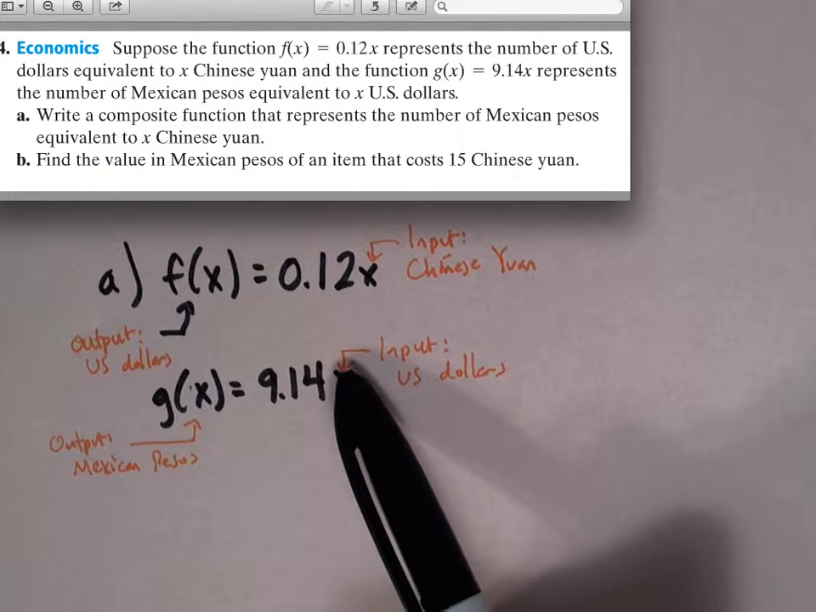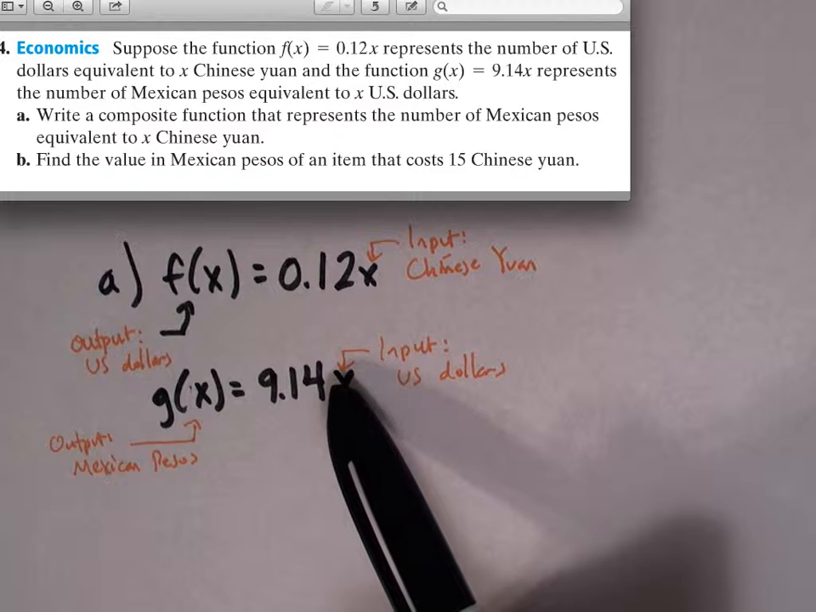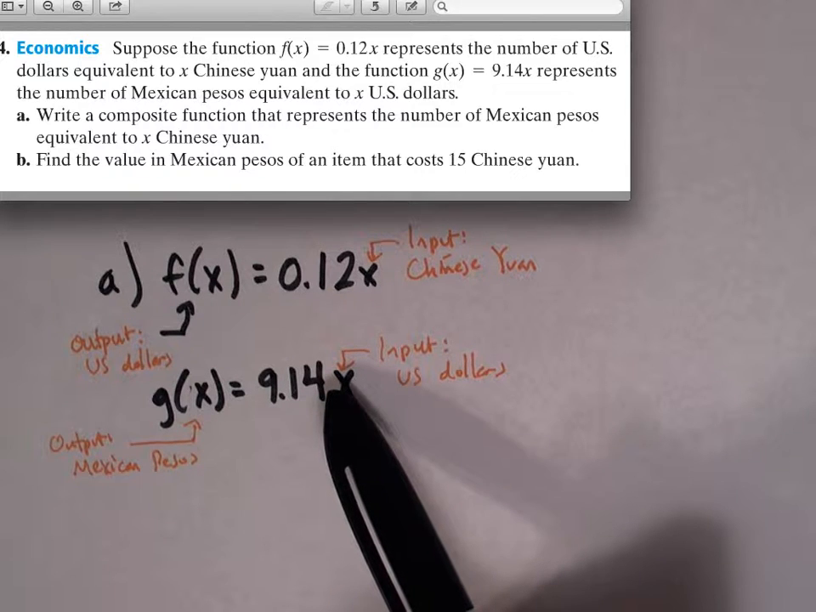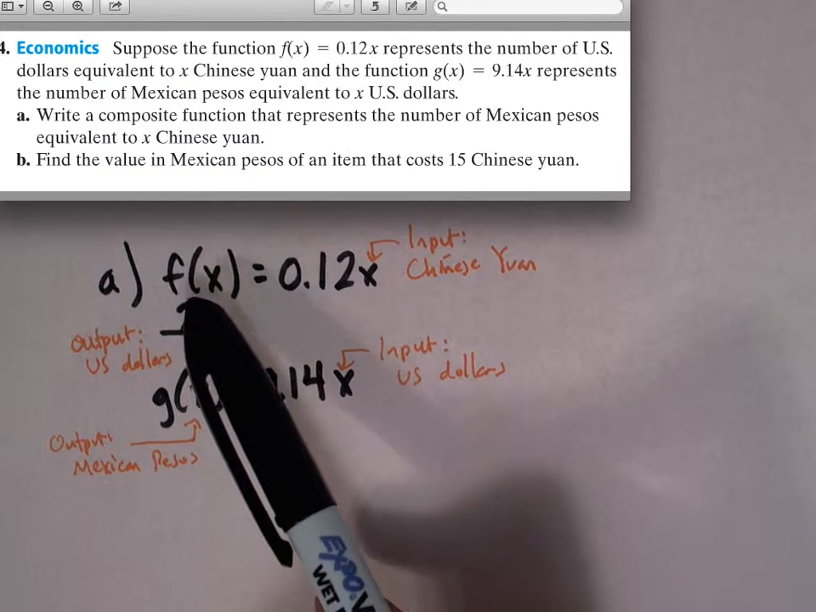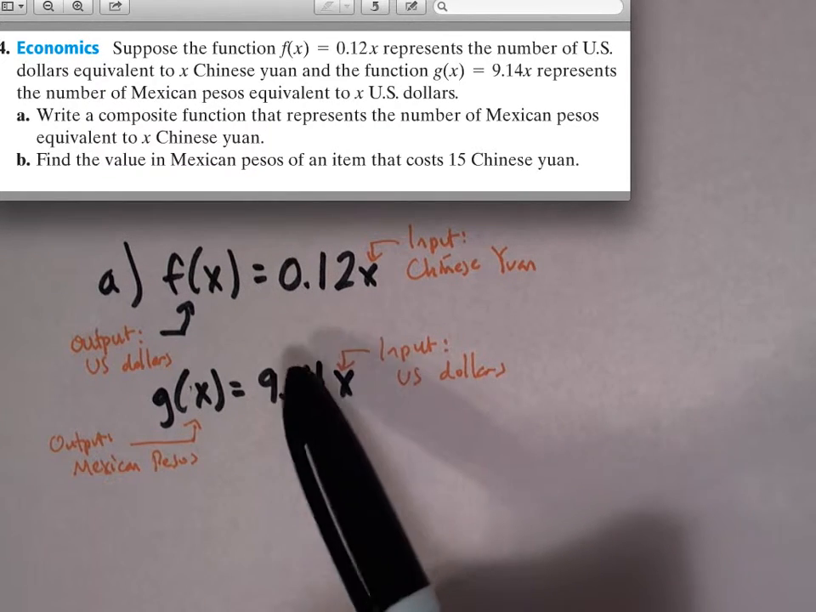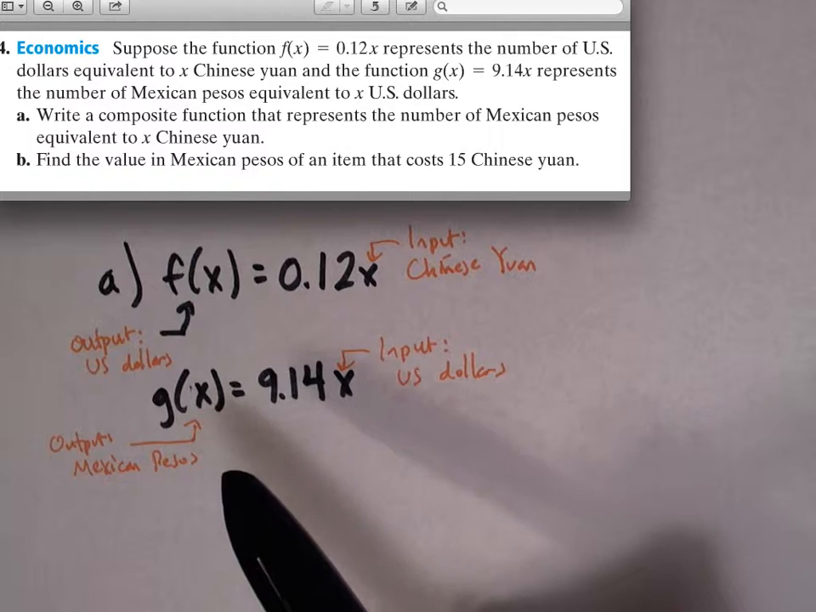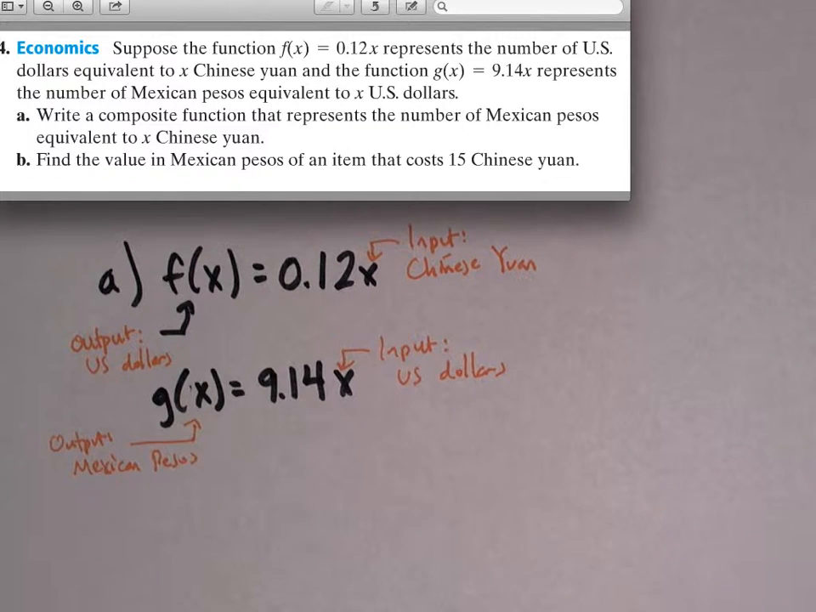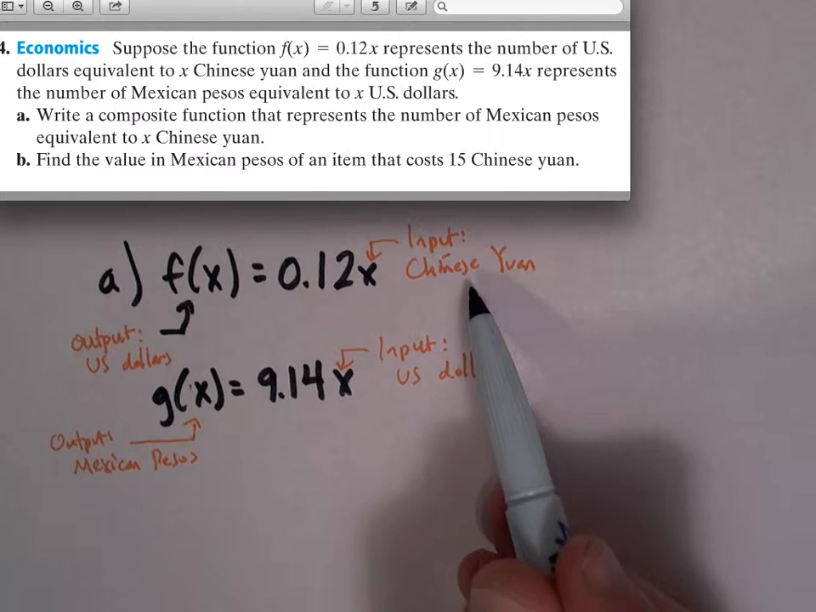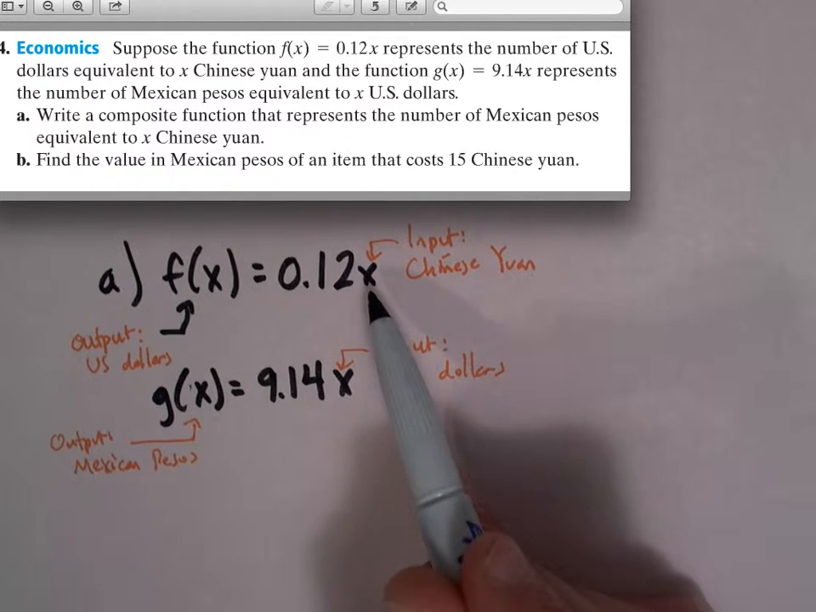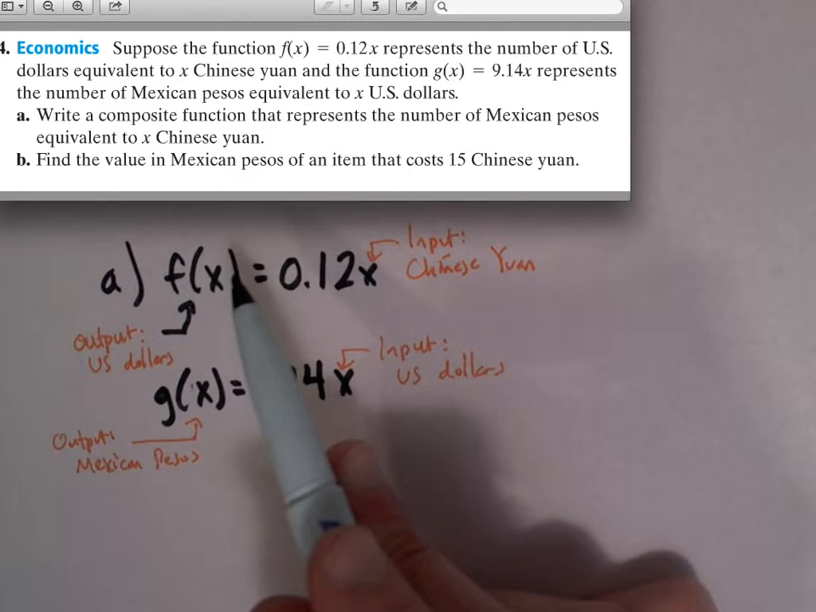So if you look at part A, we want to represent the number of Mexican pesos equivalent to x Chinese yuan. Our input is x Chinese yuan, and we follow this chain, converting through US dollars, and we want to find the output in Mexican pesos. So Chinese yuan is going to be our initial input, so we want to start with f of x.